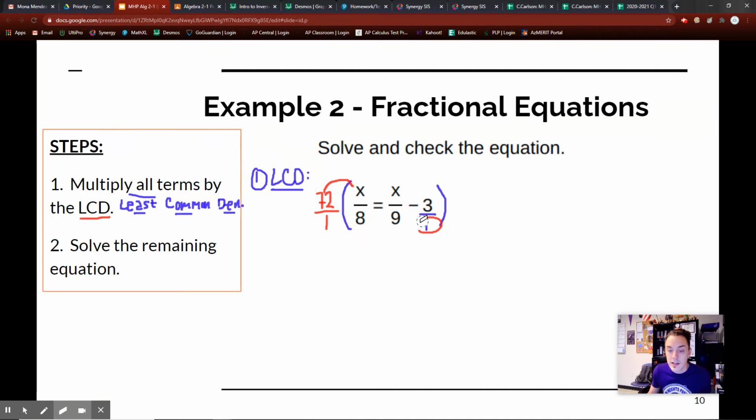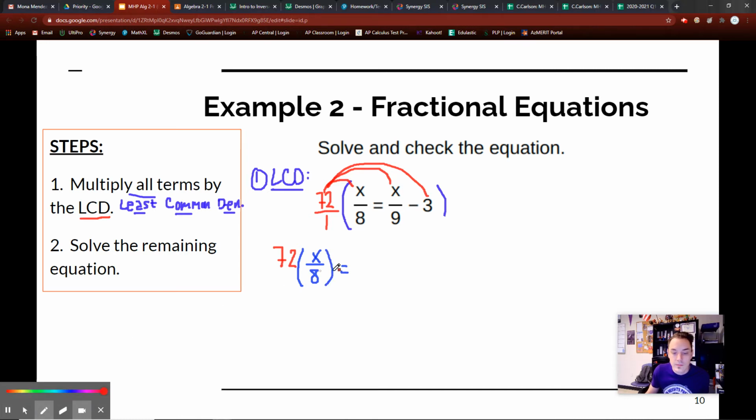Okay? Yes, x all over 8 is a term. I'm going to multiply to this, on the right side of the equal sign, x all over 9, and I'm going to multiply 72 times -3. So let's do that here. What it will look like is this, guys. So 72 times x all over 8, and then I take 72 times x all over 9, okay? And then, now watch what I'm going to do here, minus, I'm going to take minus 3, and then times, of course, 72. So times 72.